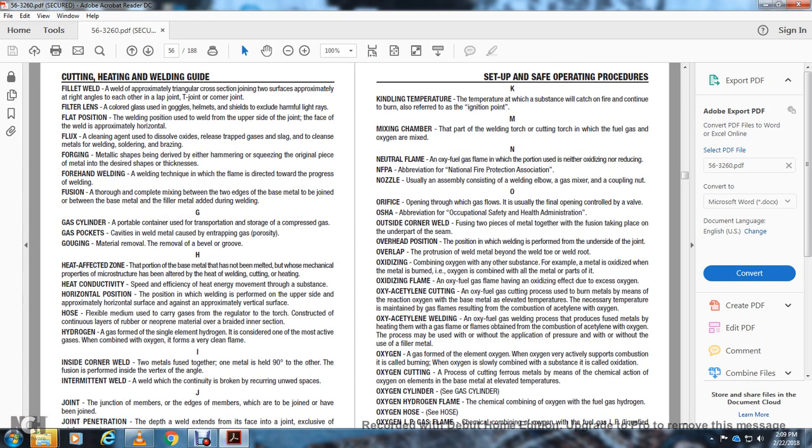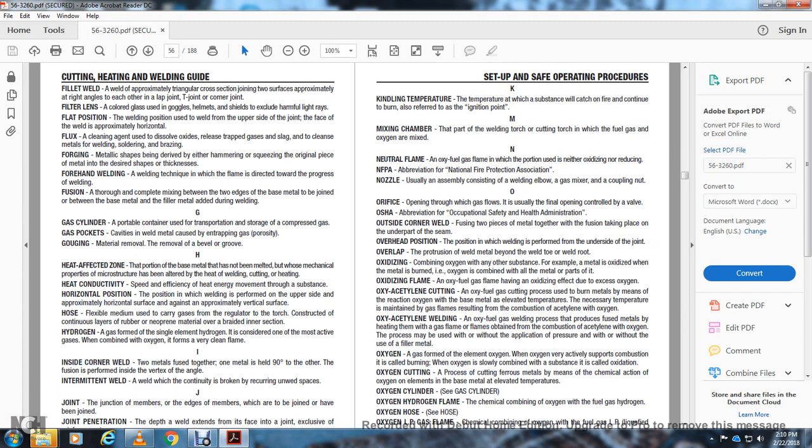Mixing chamber: the part of the welding torch or cutting torch where the fuel gas and the oxygen are mixed. Neutral flame: an oxy-fuel gas flame in which the portion used is neither oxidizing nor reducing. NFPA: abbreviation for National Fire Protection Association. Nozzle: usually an assembly consisting of the welding tip, gas mixer, and a coupling nut.